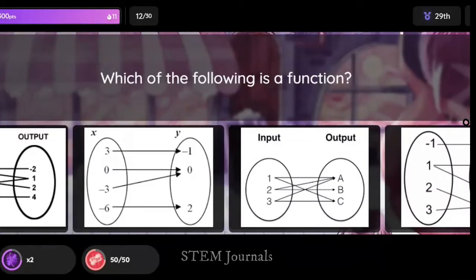Ito kung napansin niyo dito, yung 0, dalawa yung output niya, so hindi na siya function. Dapat kasi si input, isa lang dapat yung output, yung pupuntahan ng bawat input mo. Katulad nito sa pangatlo, si 1 din, dalawa rin yung output niya. Dito, yung 1, dalawa rin yung output niya. So, ang function lang dito sa given natin is ito, kasi lahat ng input mo, isa lang yung output ng bawat input mo.